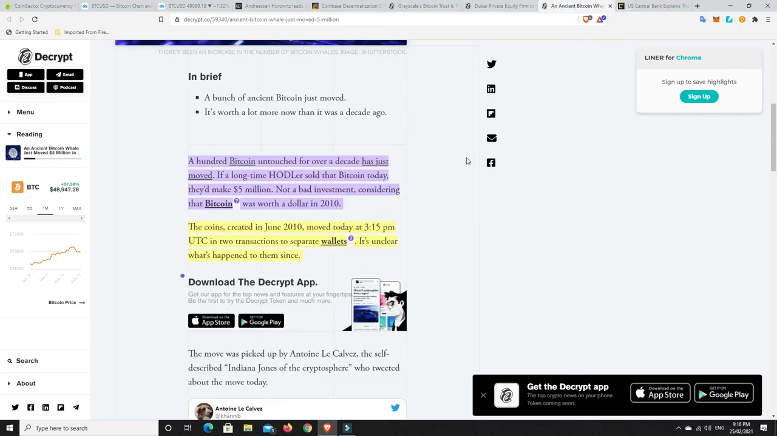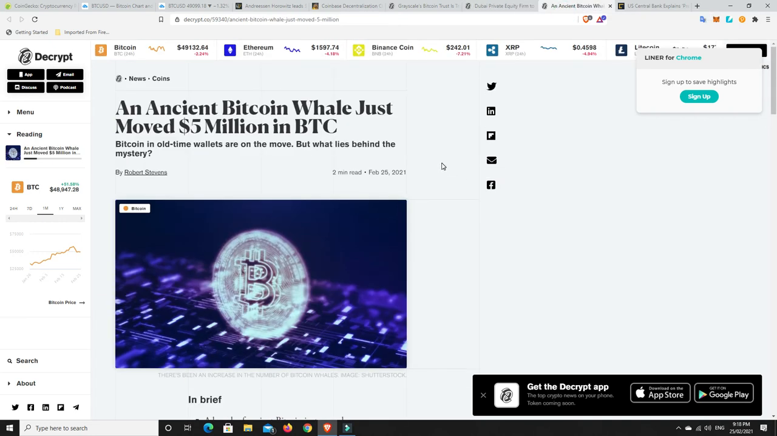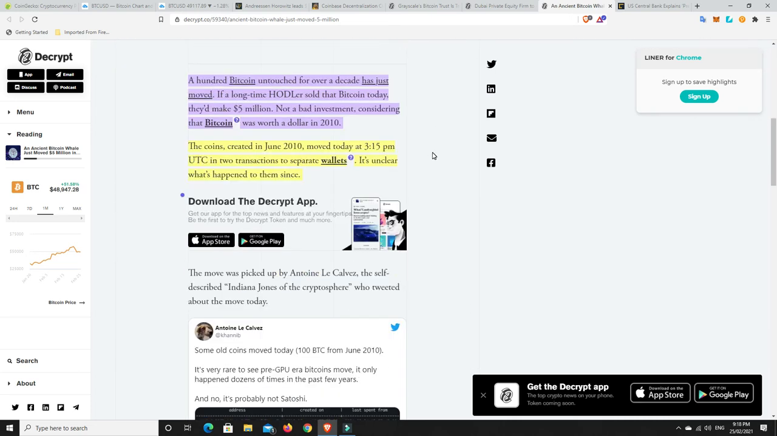All right, this is very interesting. So an ancient Bitcoin whale just moved 5 million in BTC. All right, 100 Bitcoin untouched for over a decade. They've taken HODL to the next level.